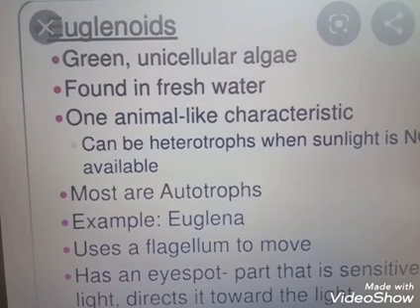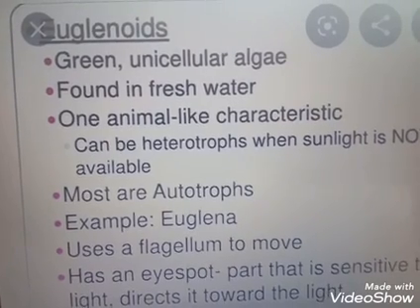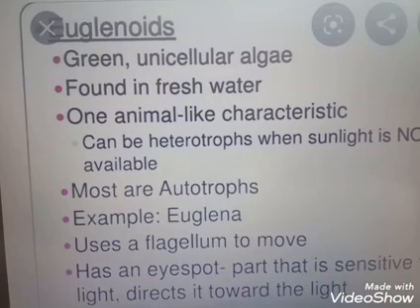Next we are discussing euglenoids. You heard about euglena? Euglenoids, these organisms are unicellular. Unicellular means they have only one cell. And they are flagellate. Flagellate means they have flagella. Most of them live in fresh water.